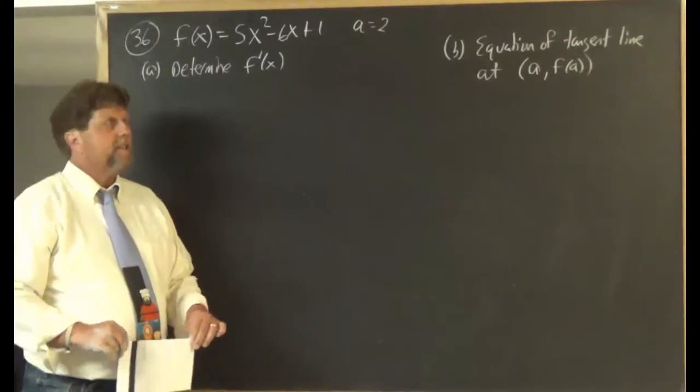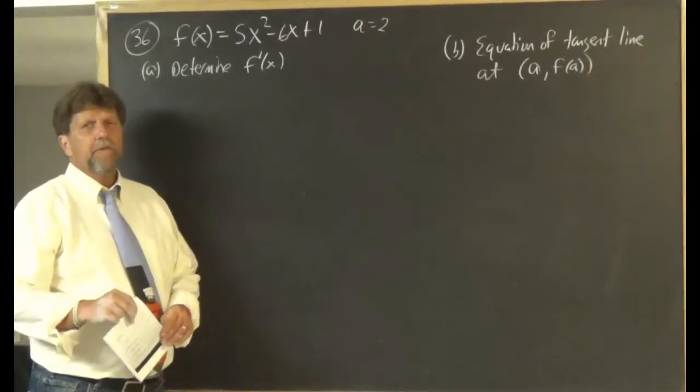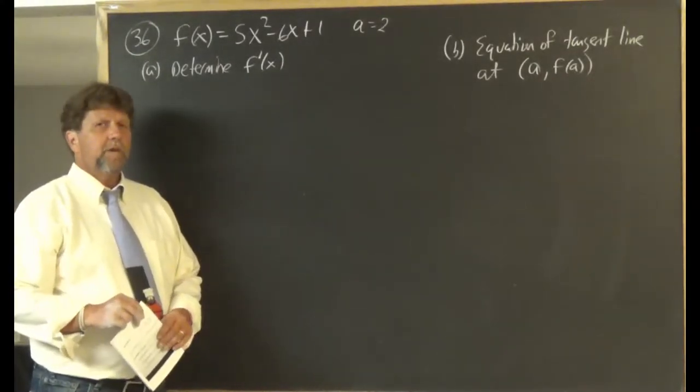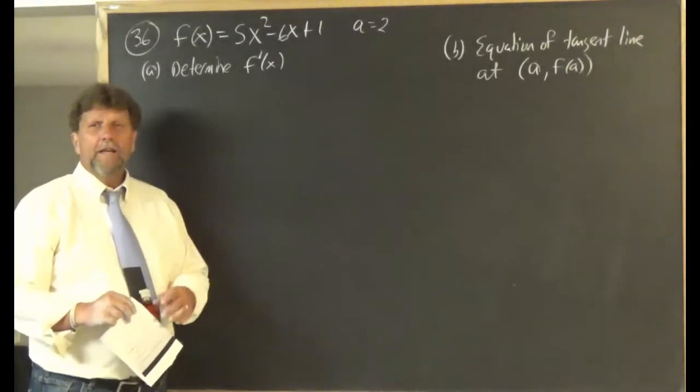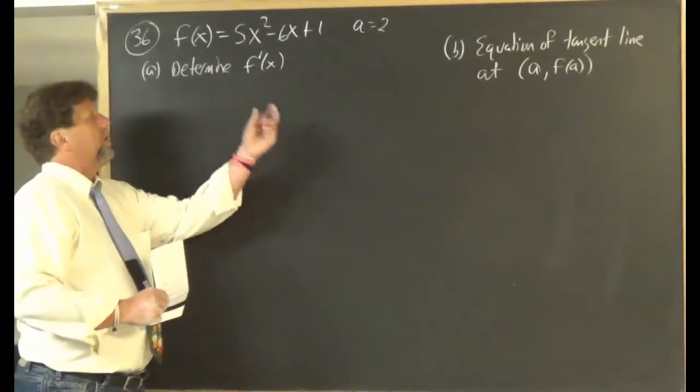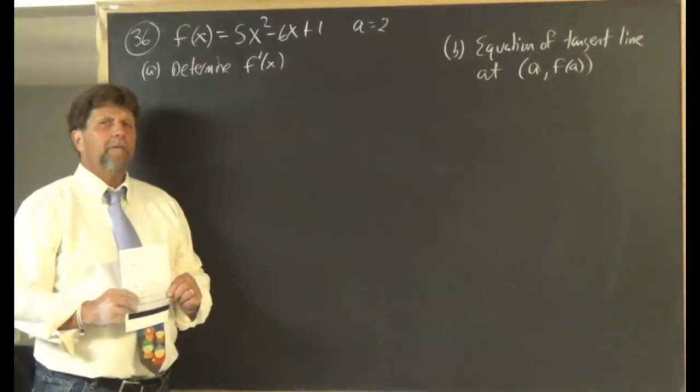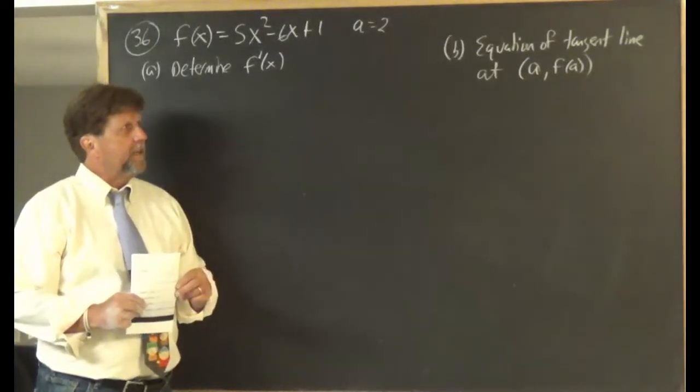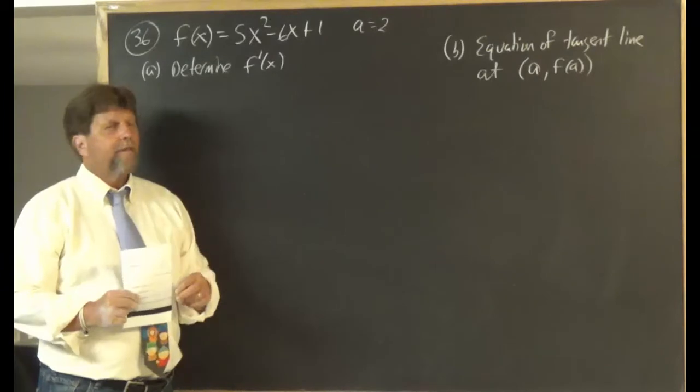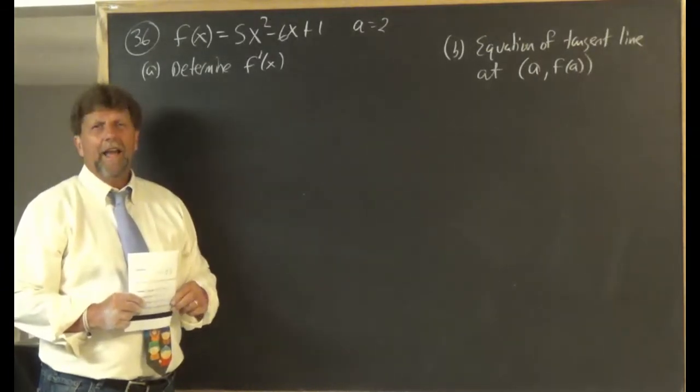Okay, folks, number 36, you were given the function f of x equals 5x squared minus 6x plus 1. You were also told a is 2. In part A, you were supposed to determine f prime of x. And then in part B, an equation of a tangent line at the point a, f of a.